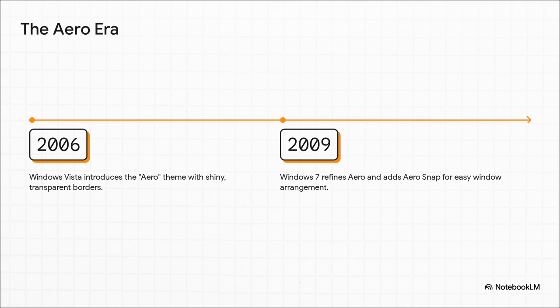Then, in 2009, Windows 7 took that exact look, refined it, made it run a whole lot faster, and added brilliant little features like Aero Snap, that thing where you can just drag a window to the side of the screen and it snaps perfectly into place.